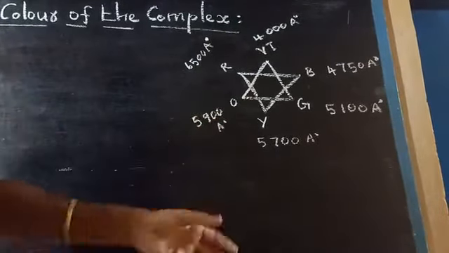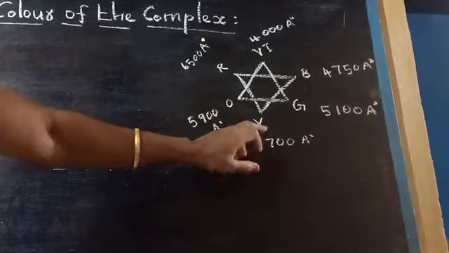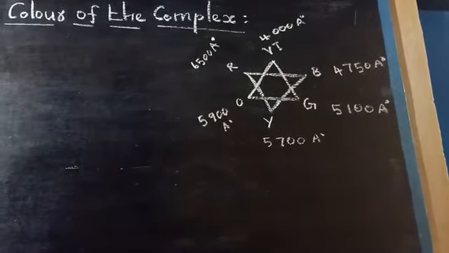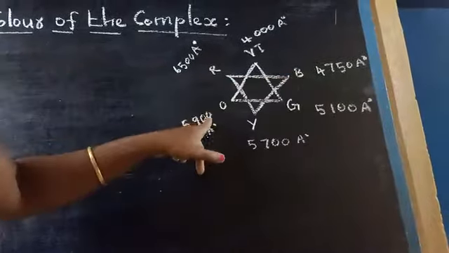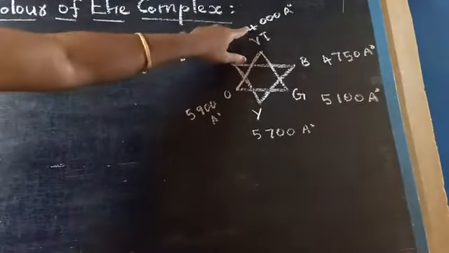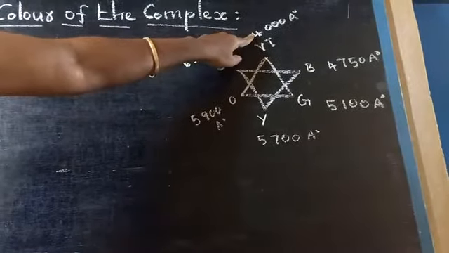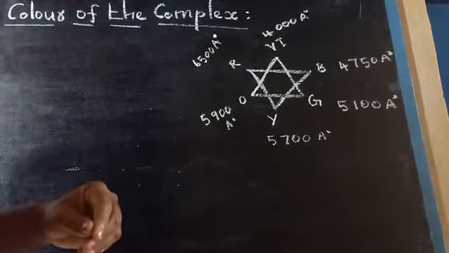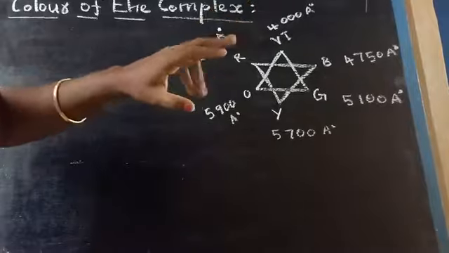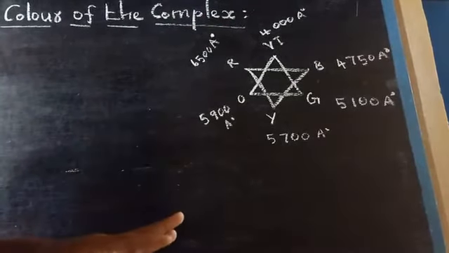Now it comes out, or it transmits, in the yellow color. The same way for red, green, blue, orange. Now, 4000 Angstrom: it absorbs at a particular wavelength. It is expressed in Angstrom as well as nanometer.